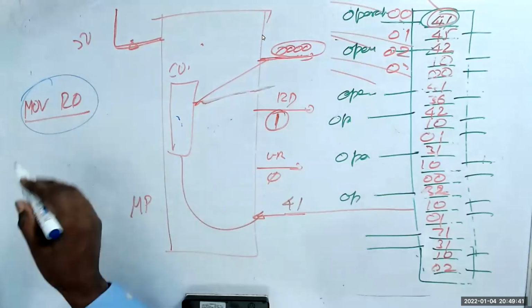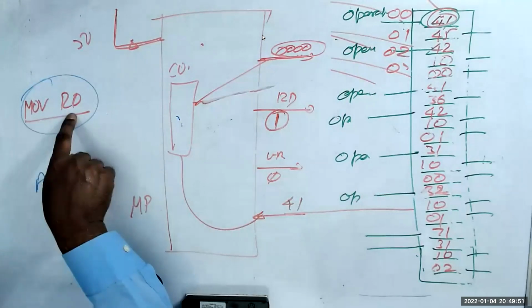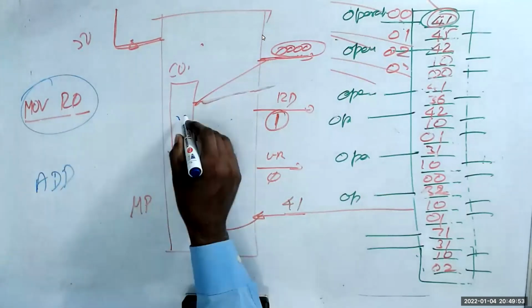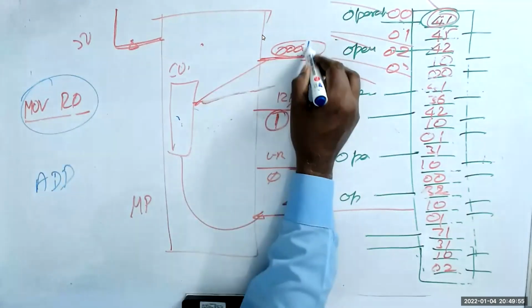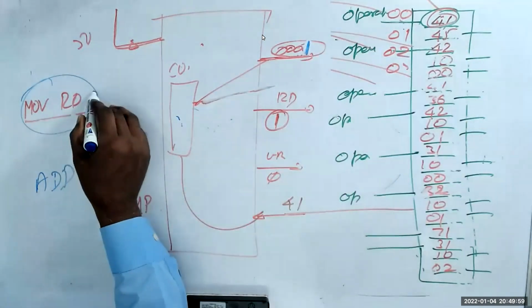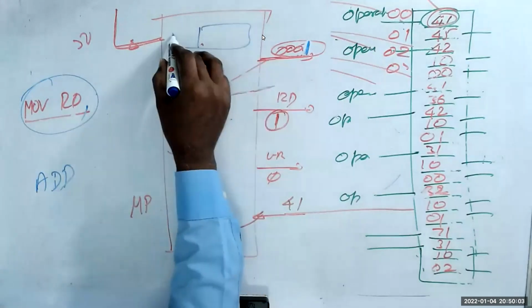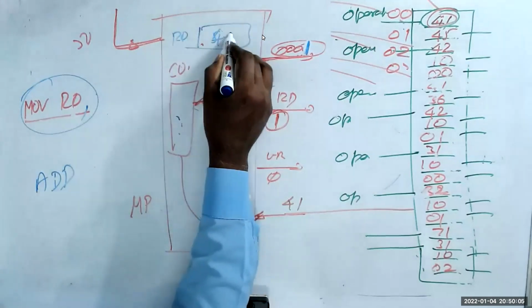If I tell you add, it is like telling your servant, hey, go to the shop and buy. Then he will ask you what to buy, sir. Here, same thing. You tell him move R0, but what? Then the control unit will give the address 1 and take the 45 and give it here. Then he stored 45 in R0. You understand?